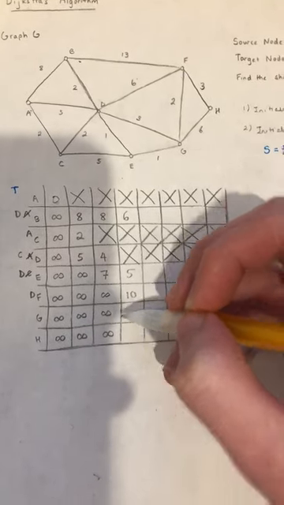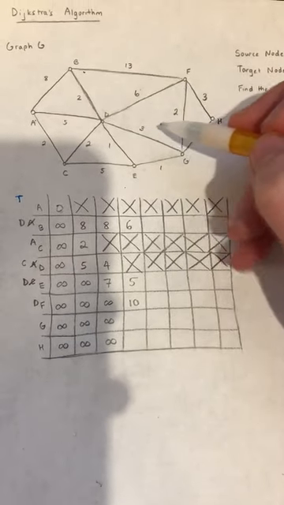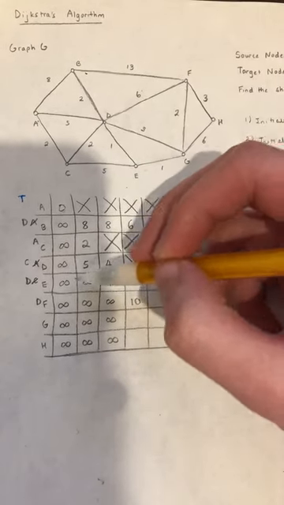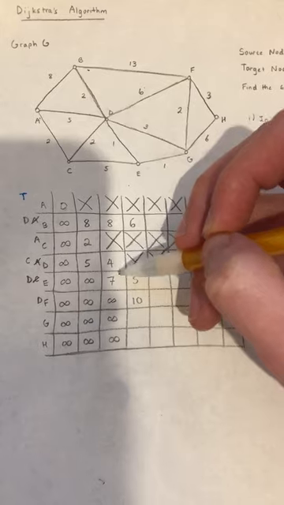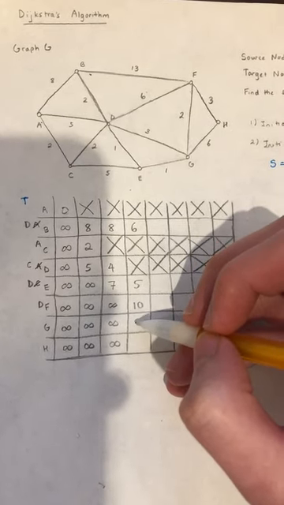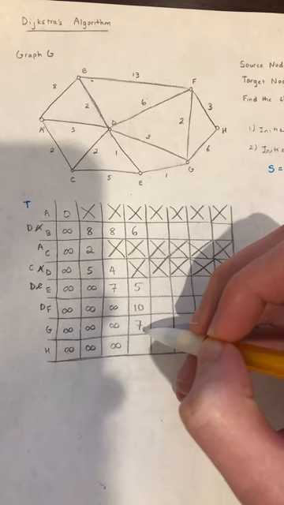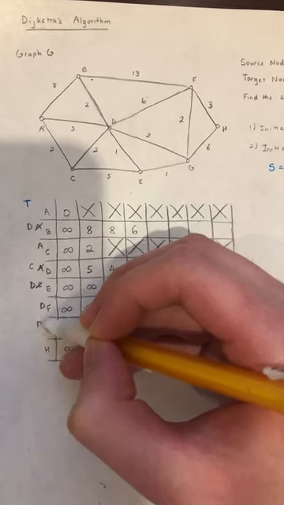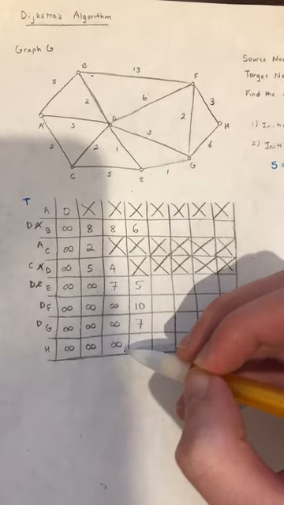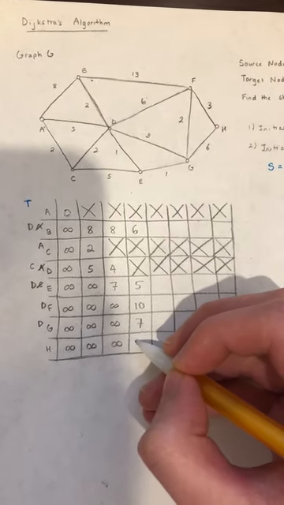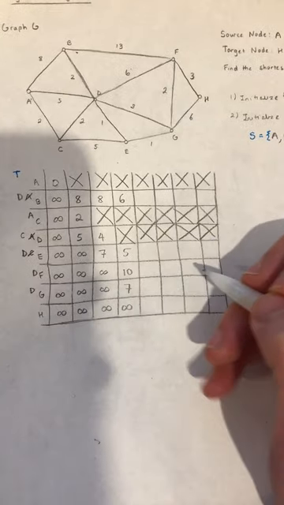Now let's look at G. G's distance from D is 3. 3 plus 4 is 7. Is 7 better than infinity? Yes, it is. So we're going to update G's distance to be 7, and we're going to use a superscript. And now finally, H is not a neighbor of D, so we're going to keep its distance at infinity. We're finished visiting node D.